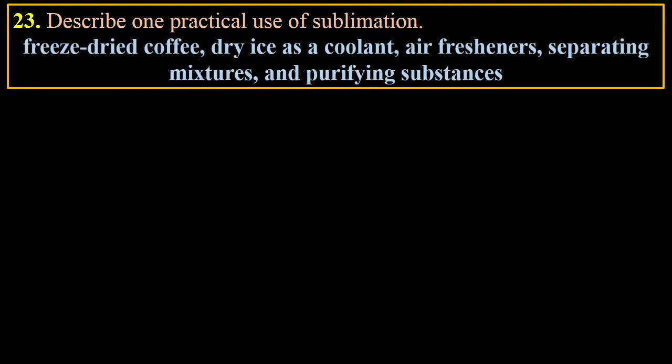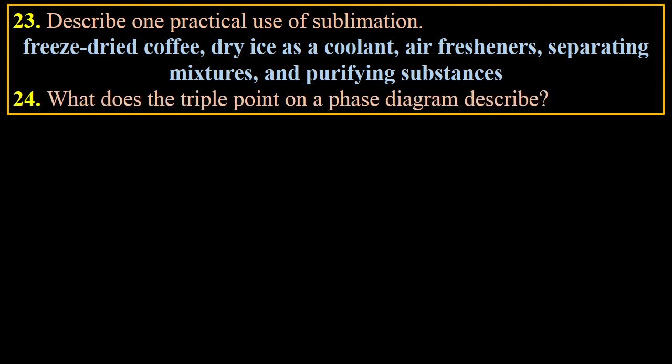Describe one practical use of sublimation. We used it in organic chemistry lab to purify, for instance, caffeine, when we would make that in the laboratory. Other uses: freeze-dried coffee, dry ice as a coolant, air fresheners, separating liquid mixtures, and purifying substances. That's what we used to use it for.